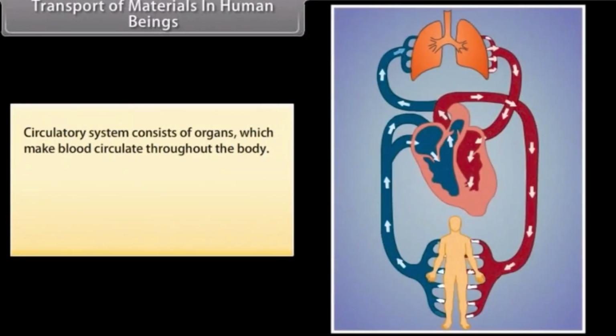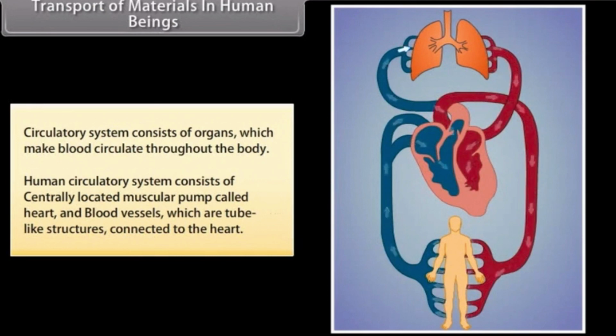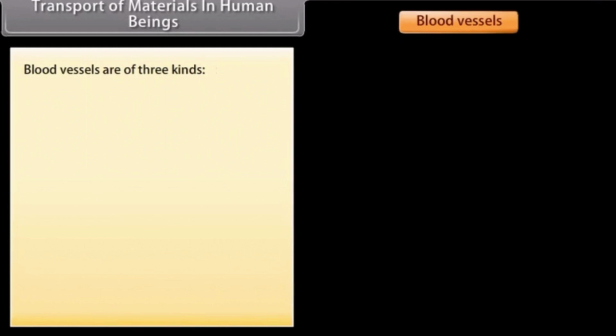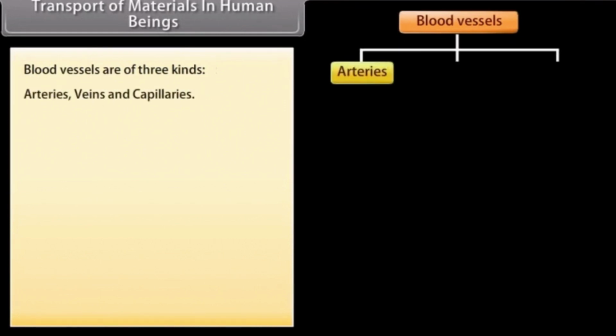Circulatory system consists of organs which make blood circulate throughout the body. Human circulatory system consists of a centrally located muscular pump called heart and blood vessels which are tube-like structures connected to the heart. Blood vessels are of three kinds: arteries, veins, and capillaries.